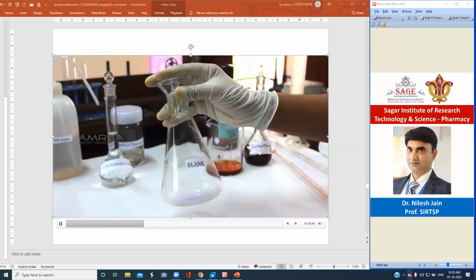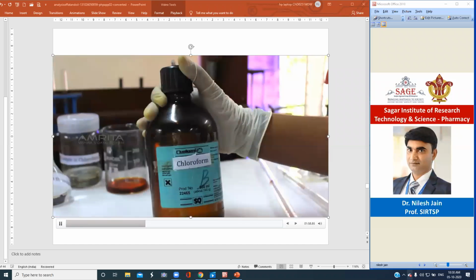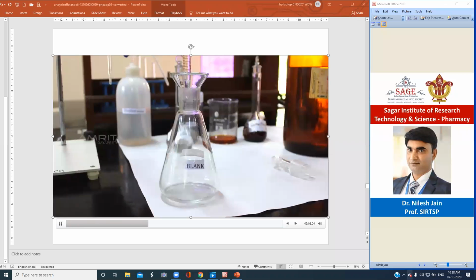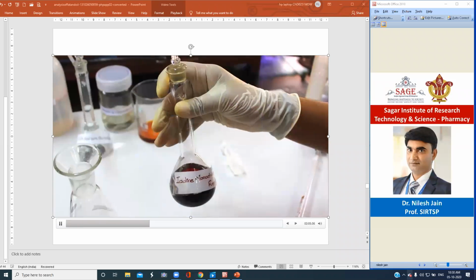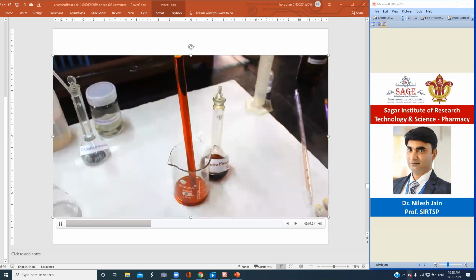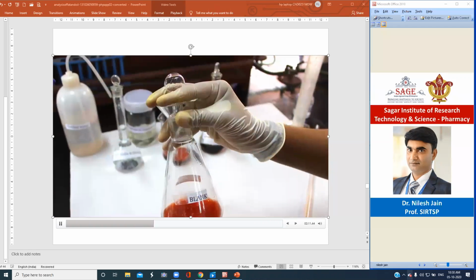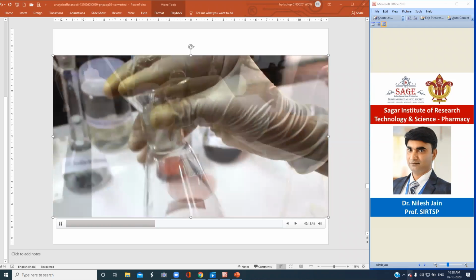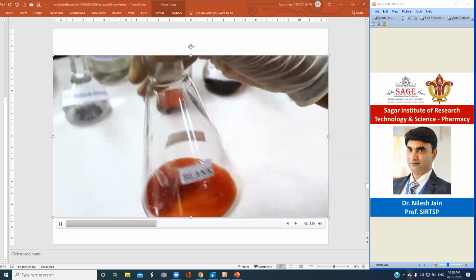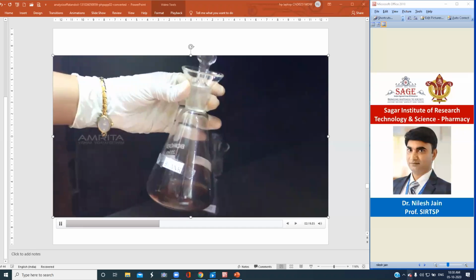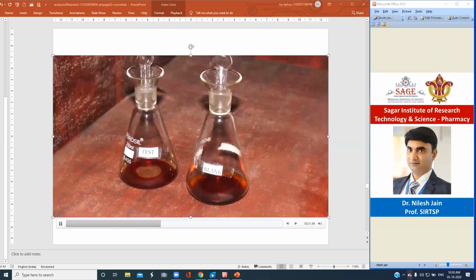Meanwhile, prepare the blank sample by pipetting out 10 ml chloroform in an iodination flask labeled blank. Pipette out 20 ml iodine monochloride reagent to the flask labeled blank. Stopper the iodination flask. Swirl the flask to mix the contents. The flask labeled blank is then kept in dark for incubation at room temperature for 30 minutes.